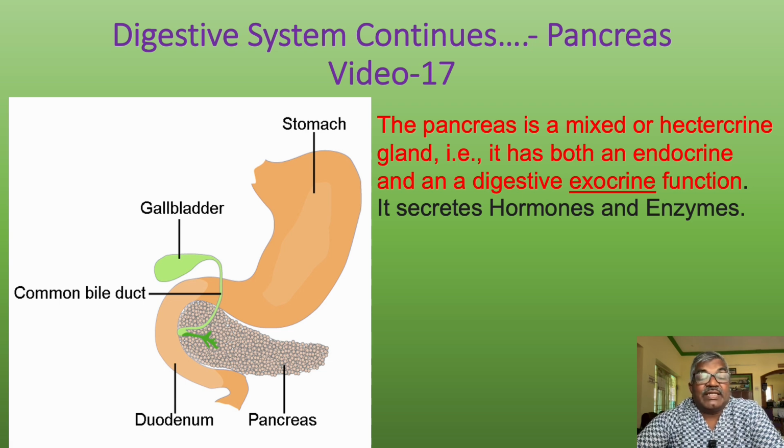Okay, students, we will start with the pancreas now. The pancreas is a gland. A gland is an organ which secretes something. It may be endocrine or exocrine, but the pancreas is a special gland. It's also known as a mixed gland, or you can say that it is a heterocrine gland. Why? Because it can secrete hormones as well as enzymes. The endocrine part of the pancreas secretes hormones. The exocrine part of the pancreas secretes enzymes which help in digestion.